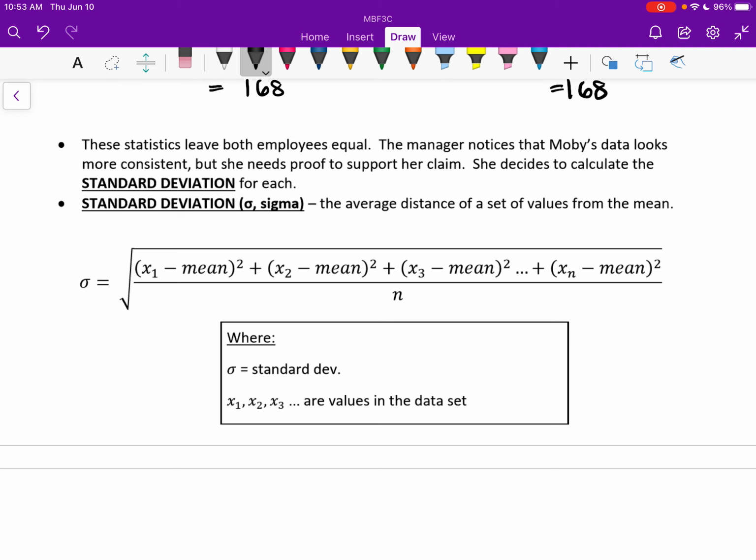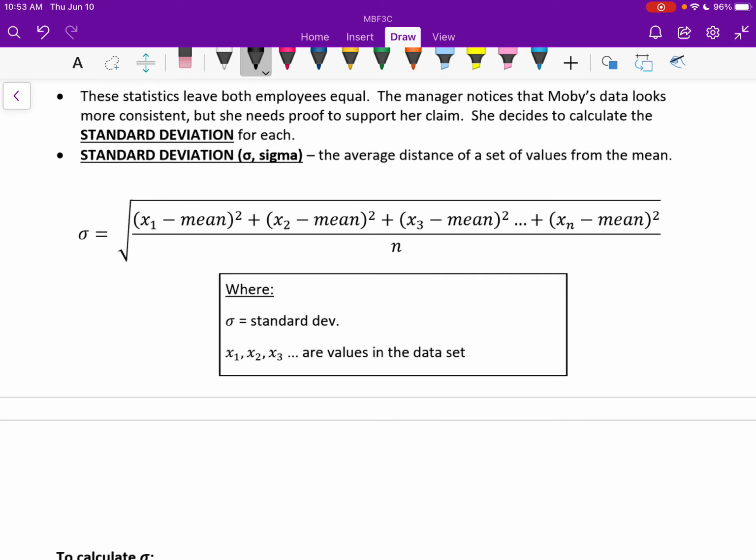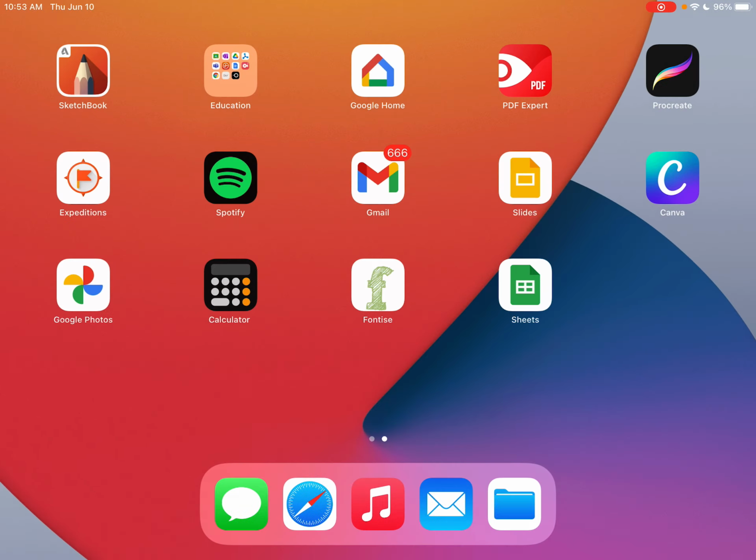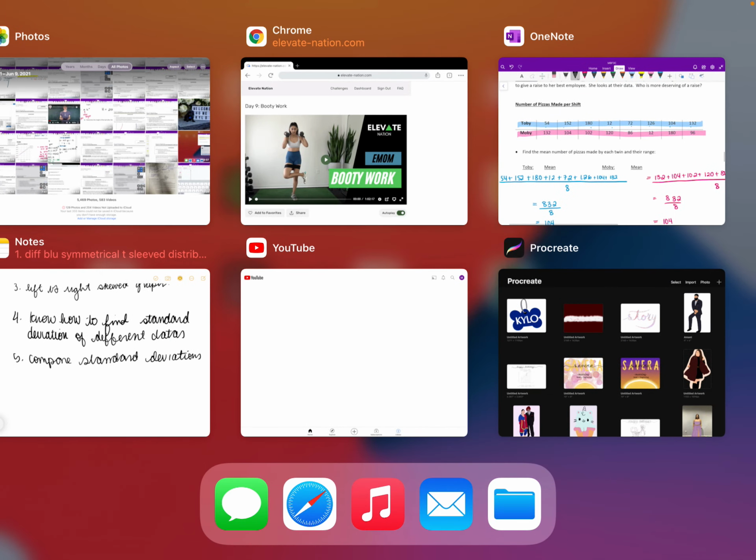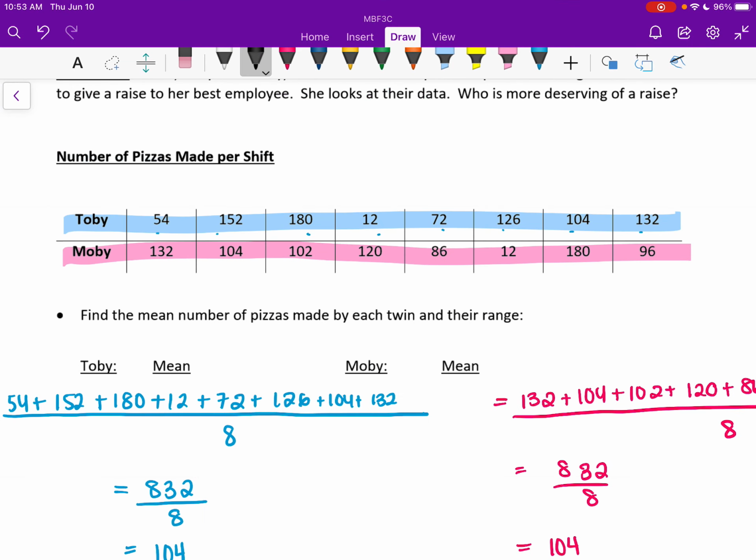So when we calculate standard deviation, sigma is what we use. We use the term sigma, right? Sigma is equal to x1, which is whatever your x value 1 is, minus the mean squared, plus x2 minus the mean squared, x3 minus the mean squared, and so on for however many values you have. X1, X2, X3 are values in your data set, right? Those are the numbers. Those are his number of pizzas that he makes. That's what we're looking at. We want to know how many pizzas he makes, so we're looking at his number of pizzas.